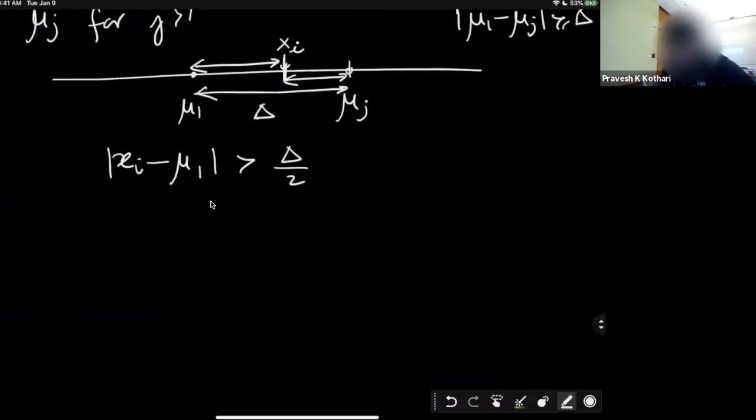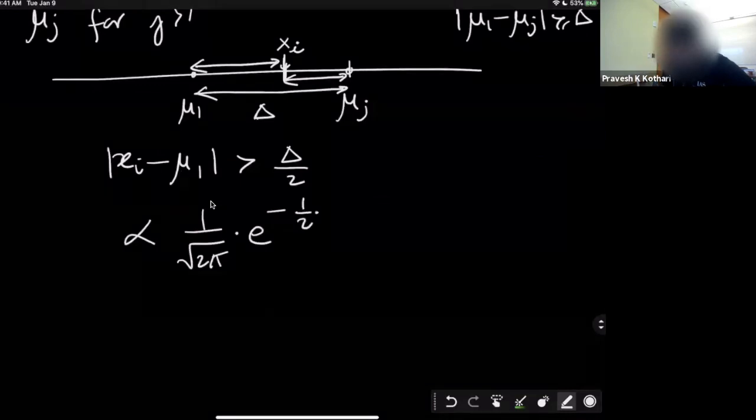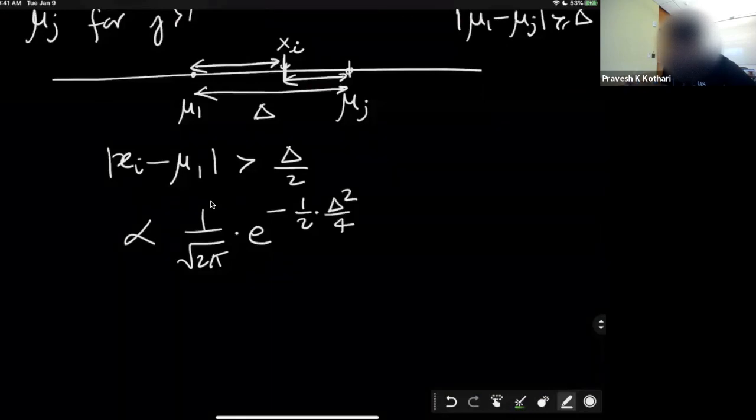So what's the probability of that happening? If you remember your Gaussian PDFs, then the probability of that happening should be roughly proportional to 1 over root 2 pi, whatever, there's a fixed constant, times e to the minus... if you remember the Gaussian density, it's half of the distance between the means squared. So it's delta squared over 4.